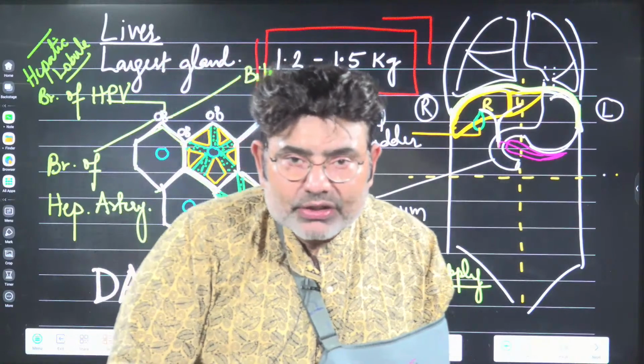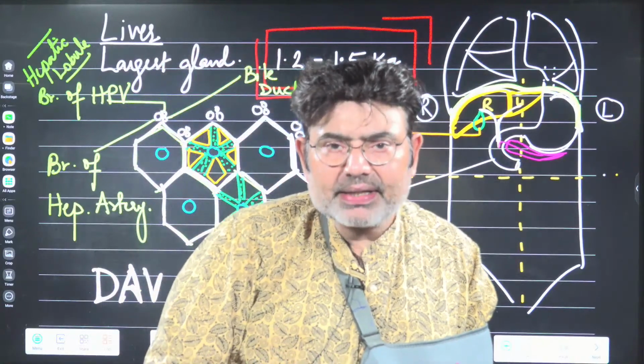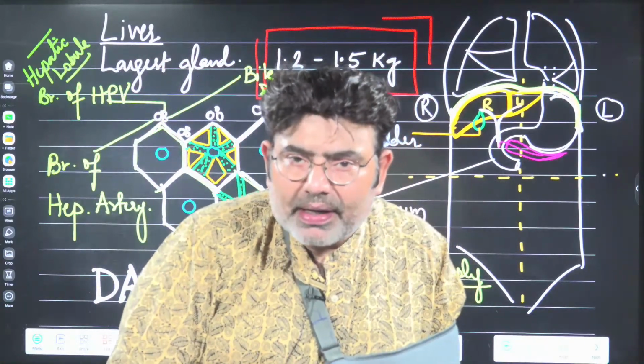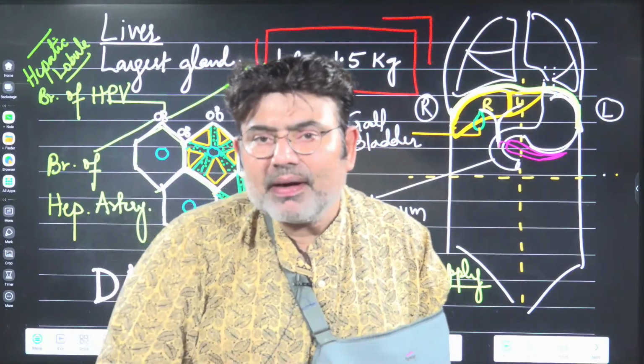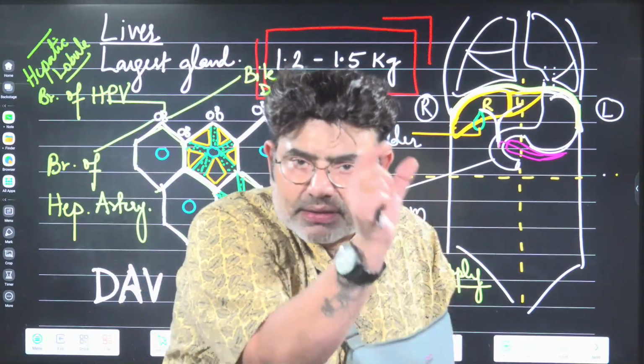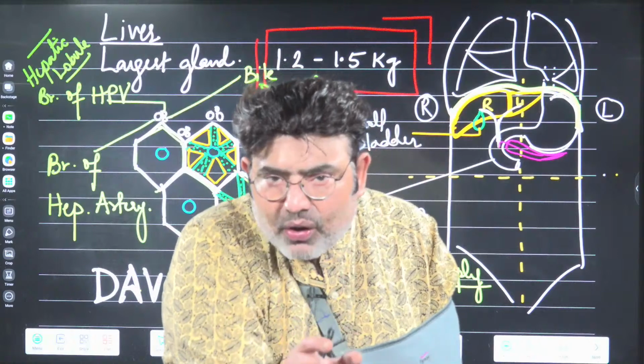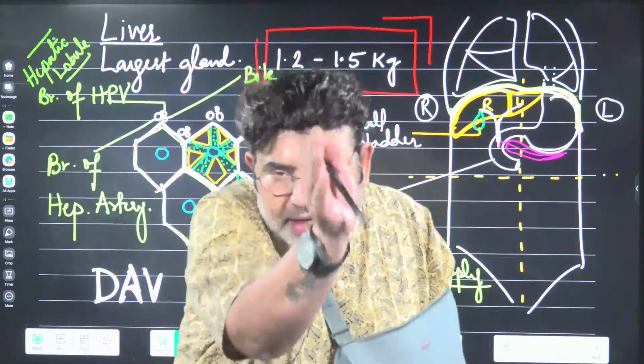So, smaller than a duct is called a ductule. And what does this ductule carry? Bile. It carries bile. Who is making the bile? The liver cells are making the bile. Where are the liver cells? The liver cells are arranged in these cords. So they have arranged and they have formed cords.